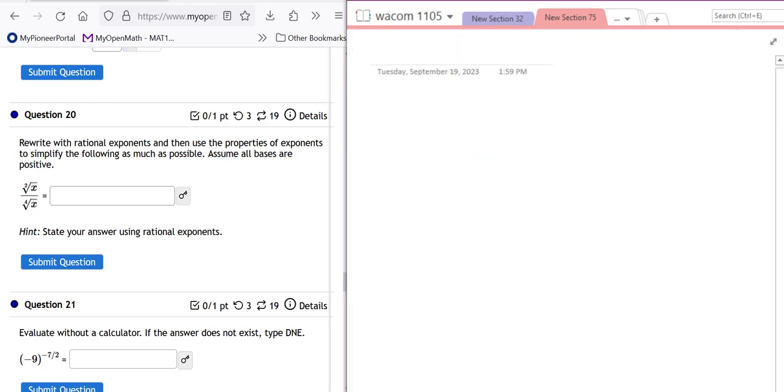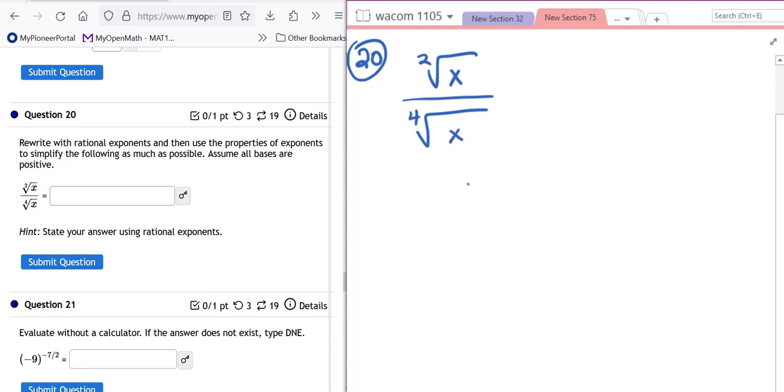Right. Number 20. This is one that we could not do without rational exponents. So we have the square root of x divided by the 4th root of x. We can't divide them out, or put them under the same radical, because they have a different index. So we'll switch to rational exponents. This is x to the 1/2 over x to the 1/4. And then we can use our exponent rules and work this out.